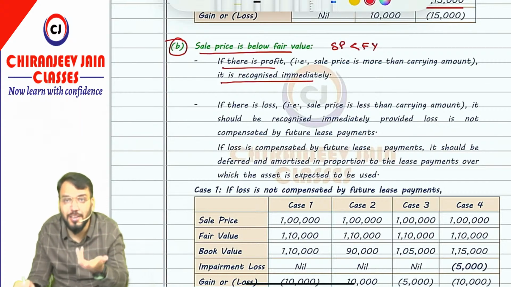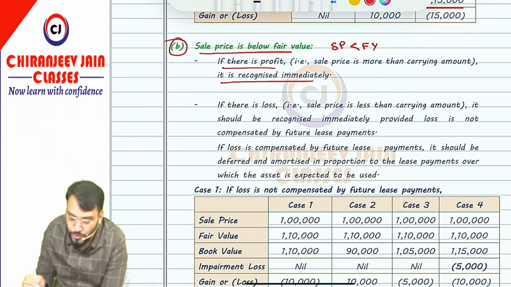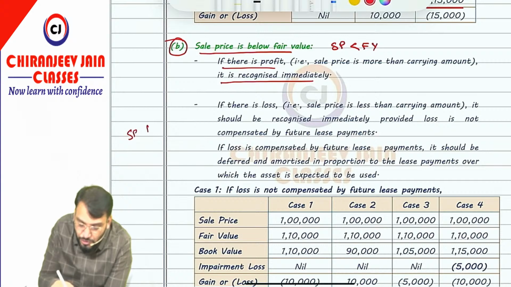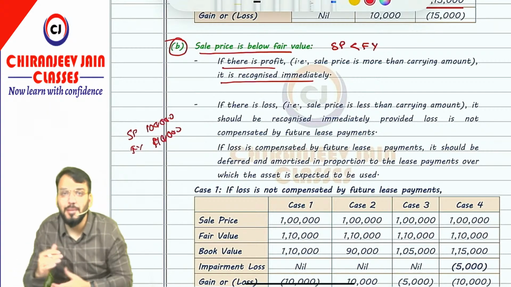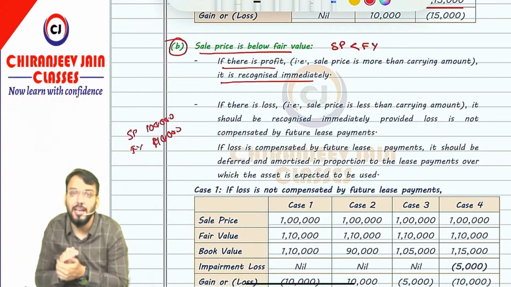Loss is not compensated by future lease payment. Just try to understand, I will explain. Suppose sale price is equal to 1 lakh and fair value is 1,10,000. Correct. So suppose I have an asset whose fair value is 1,10,000 but I am getting 1 lakh.